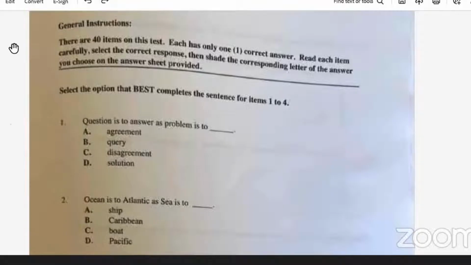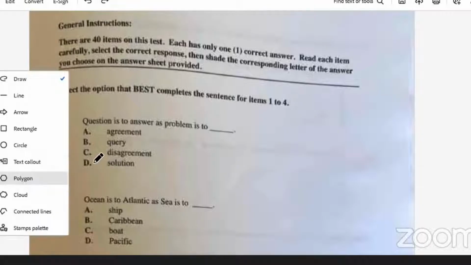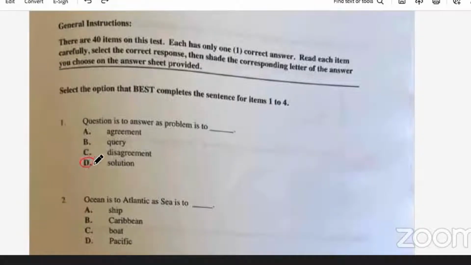Question 1. Question is to answer as problem is to. The answer for question 1 is solution. Okay. So there's an answer for each question. There's a solution for each problem. Answer is D.